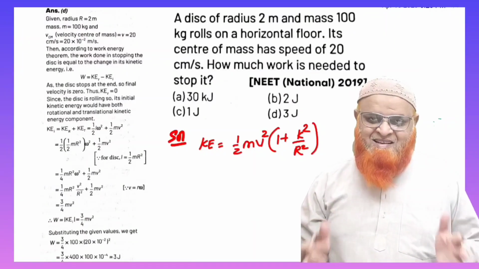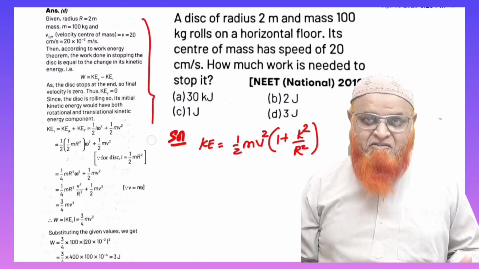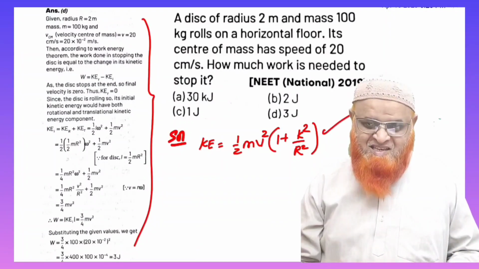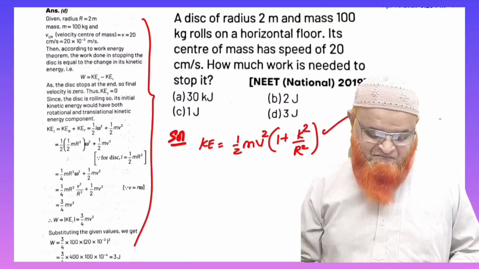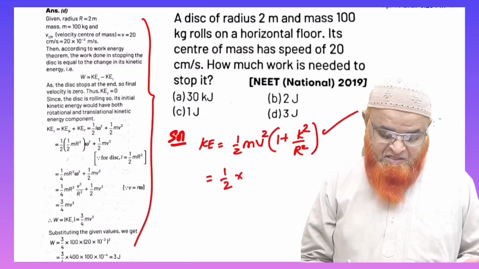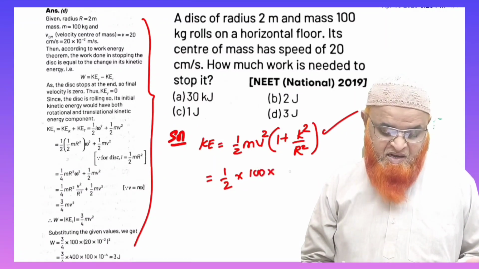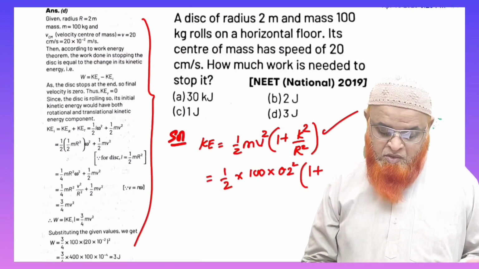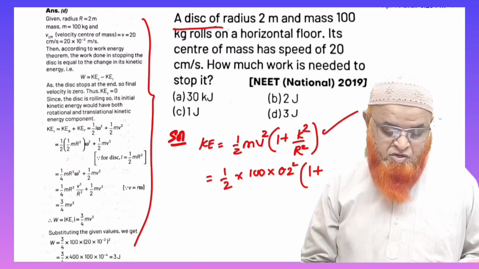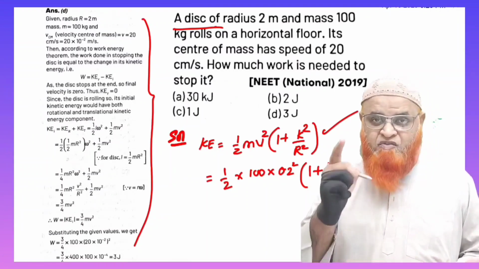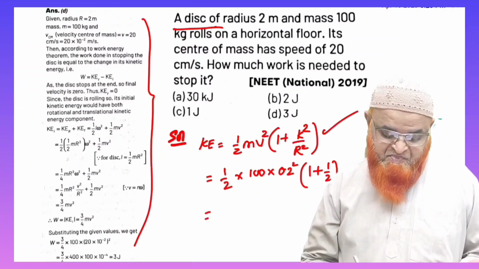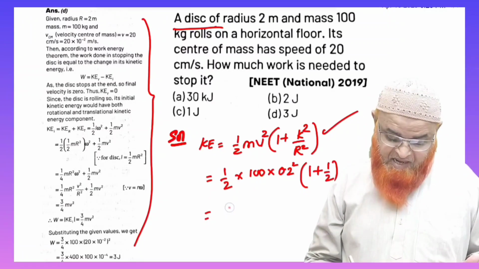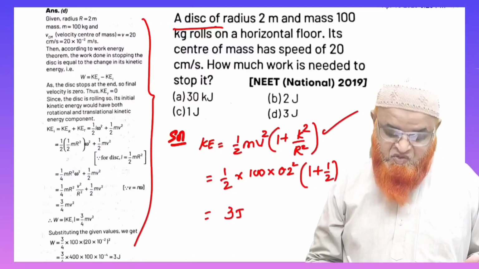My dear students, see the lengthy method given in the books. Can you avoid this method and do it in a single step formula? Yes, this is going to be our single step formula. Just substitute the values and get the answer. That is half, mass is given as 100 kg, velocity is given as 0.2 whole square, and you know that this is going to be a disk, and for a disk the value of k square by r square is nothing but 1 by 2. Just substitute. Directly you'll get the answer as 3 joules.